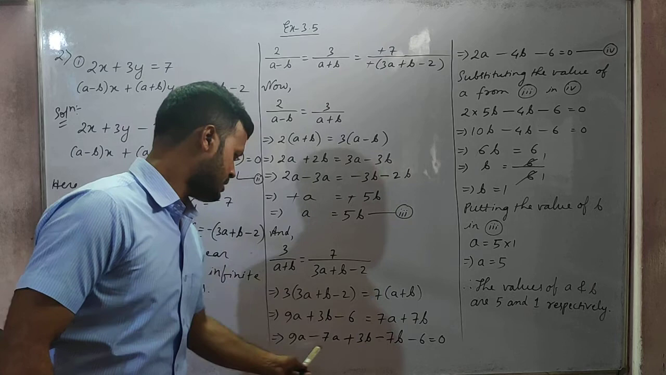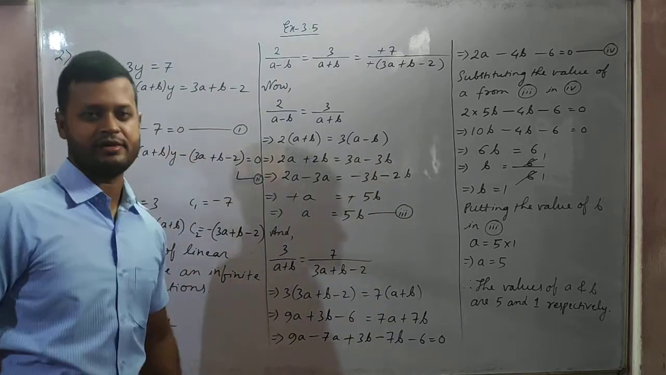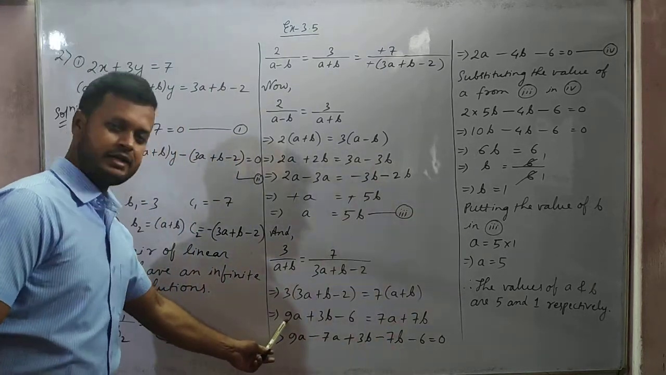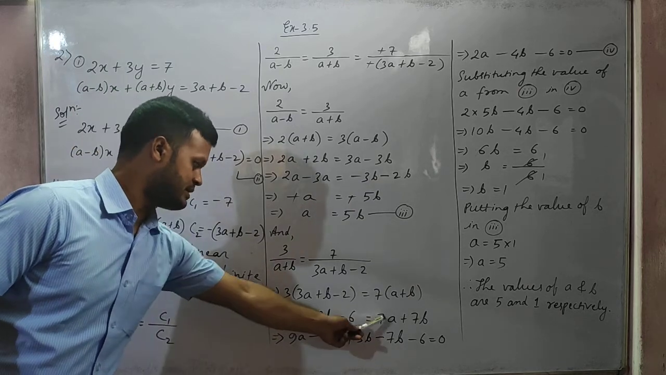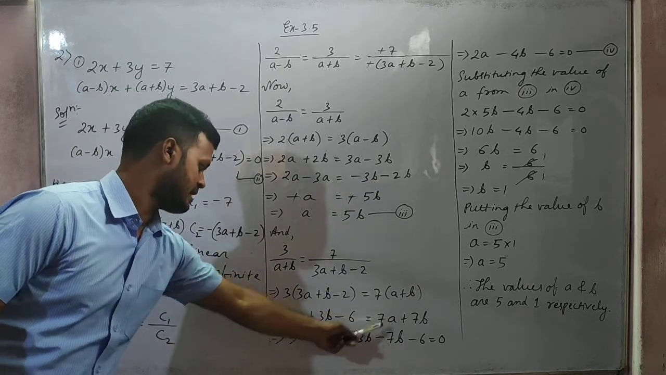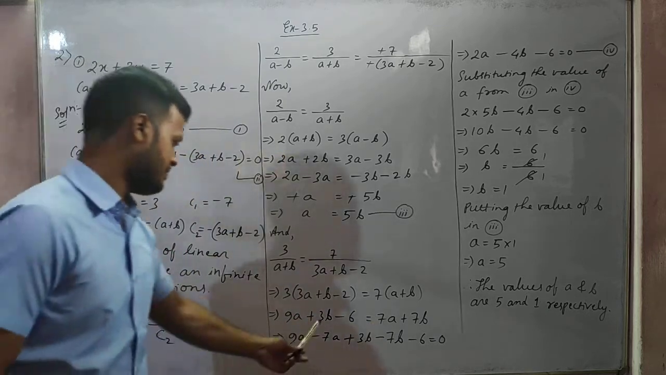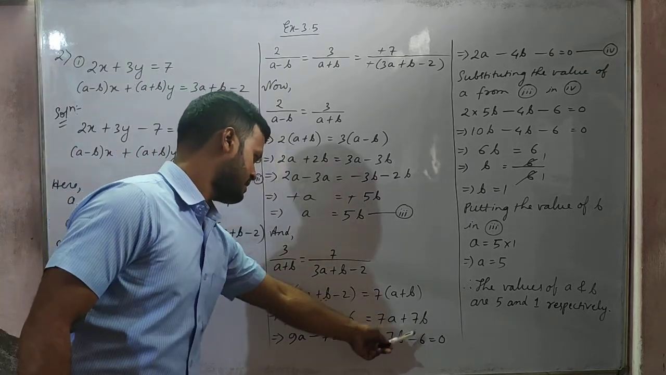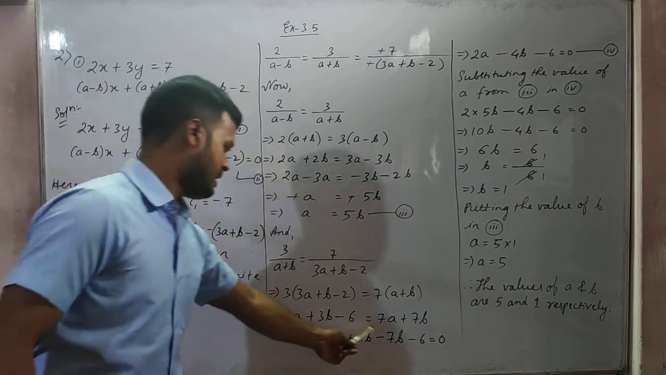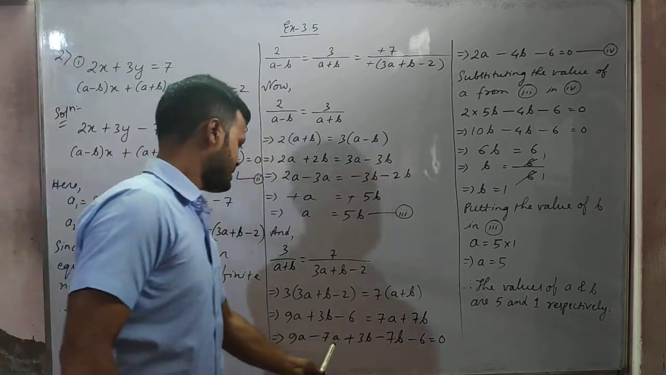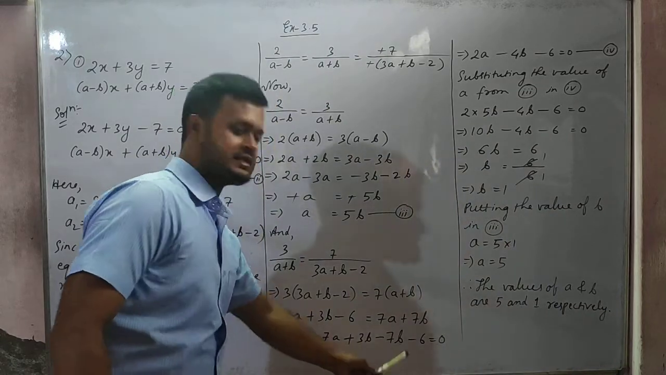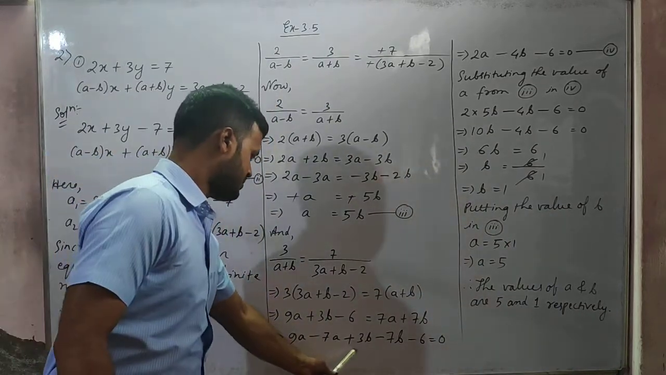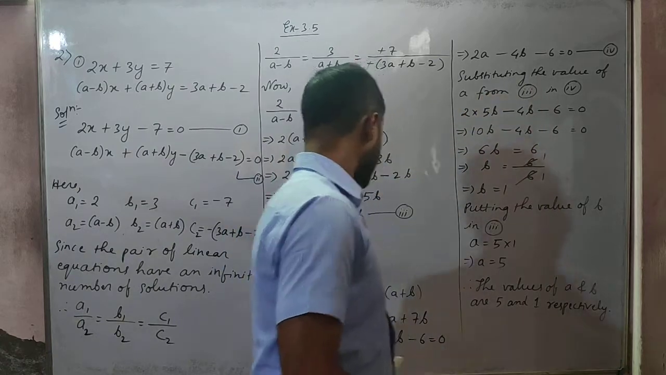This 7a you bring to the left hand side, so it will become 9a minus 7a. Will become or not? See, already 9a is there, no? With this a I will take this a also. So 9a is there, 7a I will bring to the left hand side, it will become minus 7a. Plus 3b is here, this 7b I will bring to the left hand side, it will become minus 7b, and minus 6 will stay here. 9a minus 7a will become 2a, and plus 3b minus 7b will become minus 4b and minus 6.